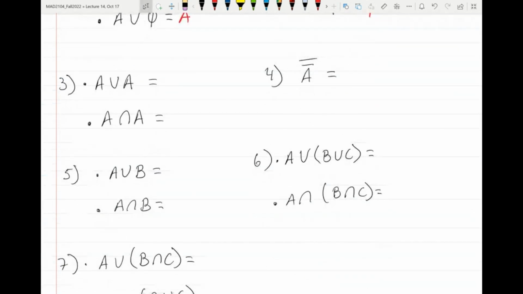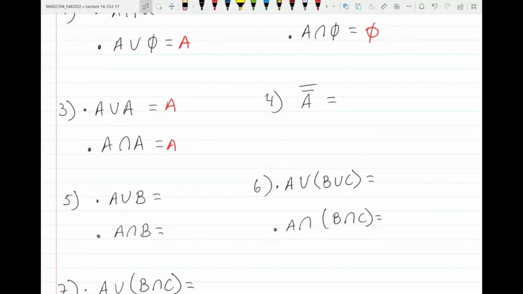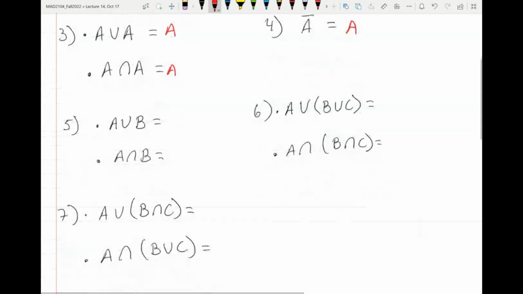Okay, number 3. These are the idempotent laws. So what's A union A? A, like P or P, it's just P. What's A intersection A? A. Now the double negation law. What's the complement of the complement? The set itself, right? You look outside, now look outside of the outside. That means inside. The outside of the outside is the inside. You okay with this? That's basically what's happening there.